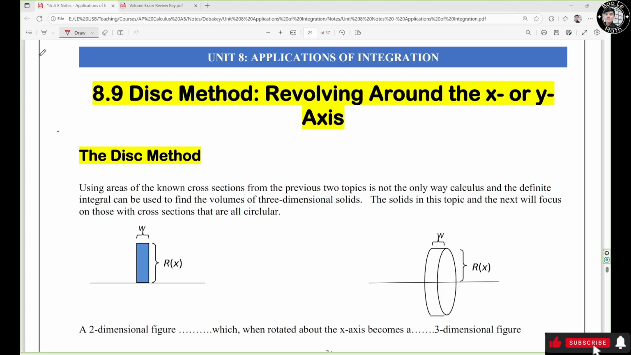Hello everyone, in this video we're going to explore topic 8.9, the disk method, revolving around the x or y axis.